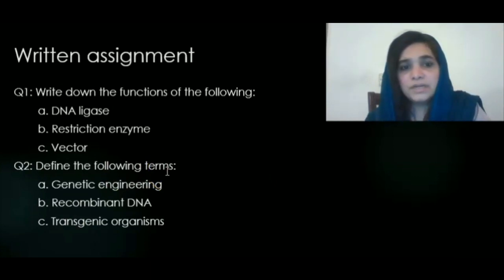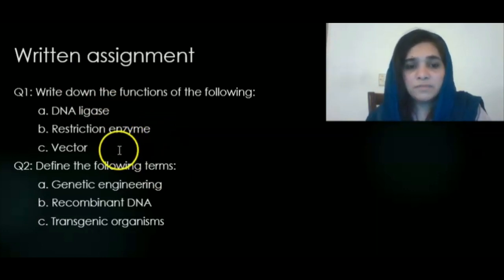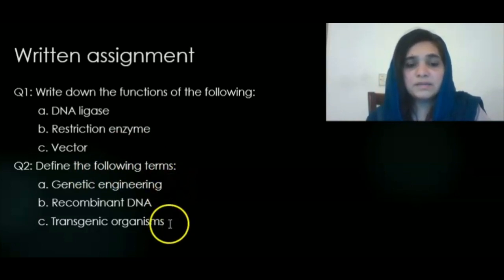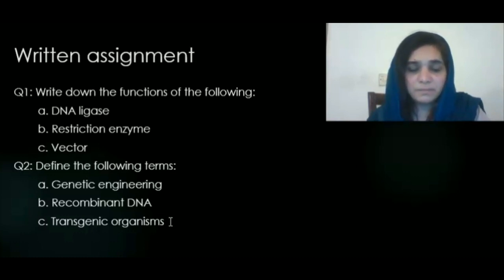Now what is your written assignment? You have to write down the functions of the following: DNA ligase, restriction enzyme and vector. You have to define the following terms: genetic engineering, recombinant DNA and transgenic organism. If you have any problem related to the topic, you can feel free to ask, and complete your written assignment and send it on my WhatsApp number.